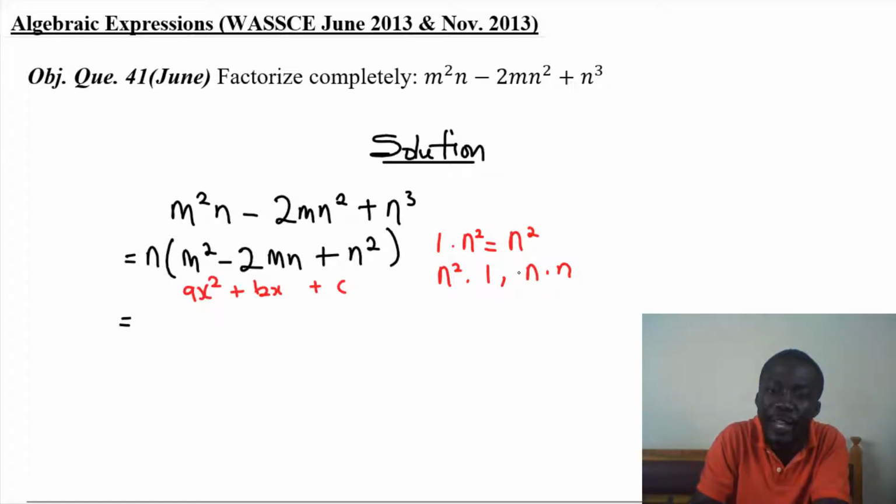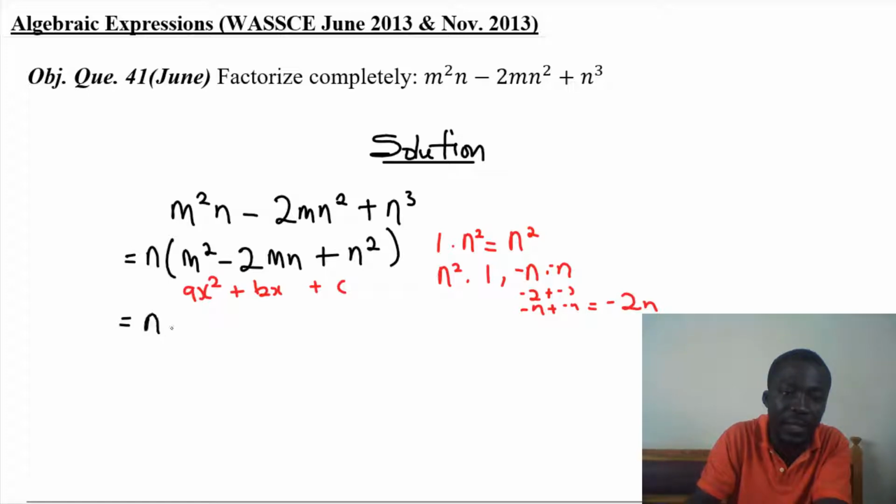So we move on to the n times n. But in this case, when we negate the n and negate the other one, and we add negative n plus negative n, it's going to yield negative 2n. Hence, the pair factors that we are going to use for our quadratic trinomial will be negative n, negative n. So our expression will be n to bracket.